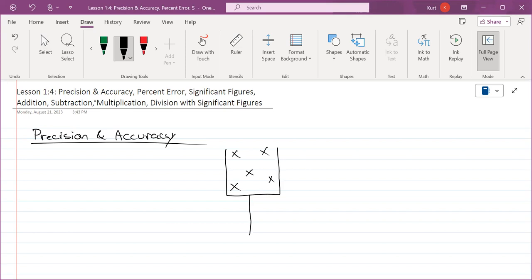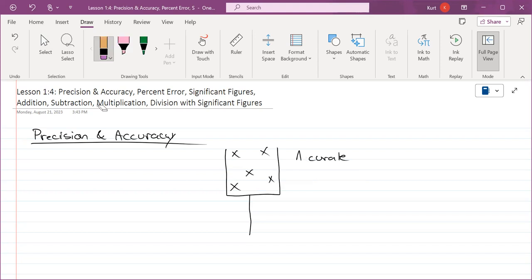Did you make it within the target? Yes. Are all of your kicks in the same place? No. This would be accurate, but not precise. Accurate means you're hitting your target. Precise means your measurements are on the same spot.